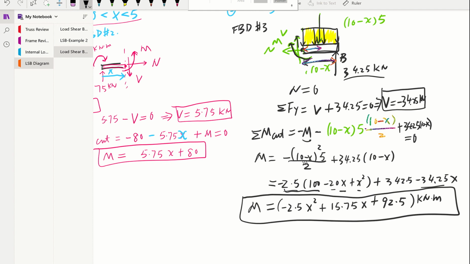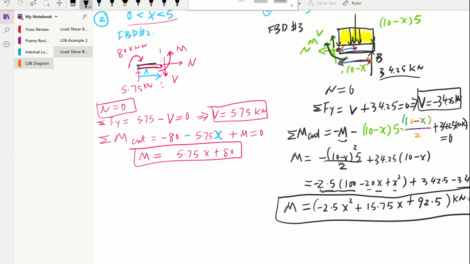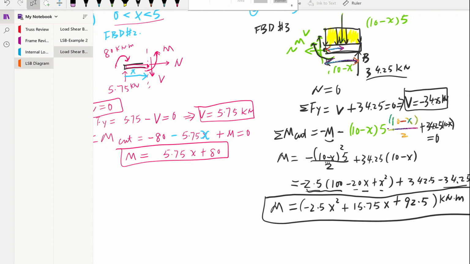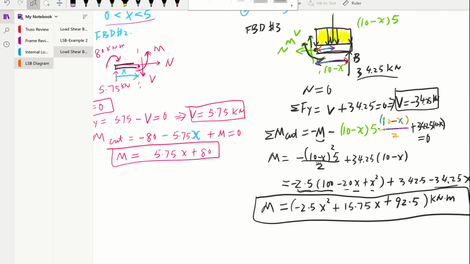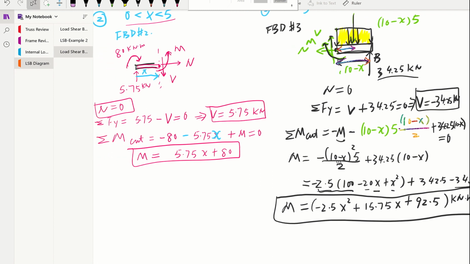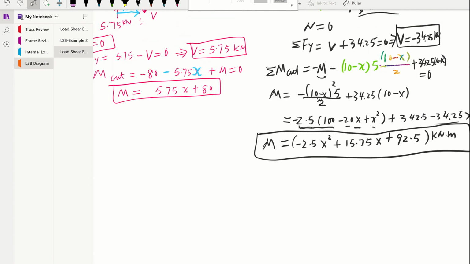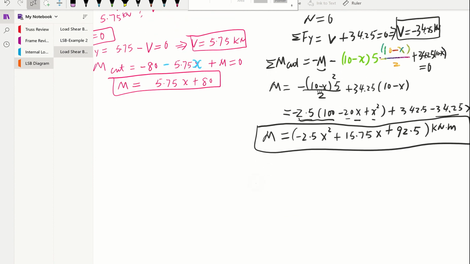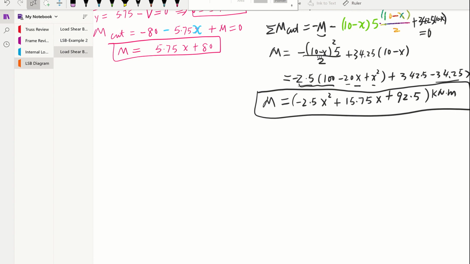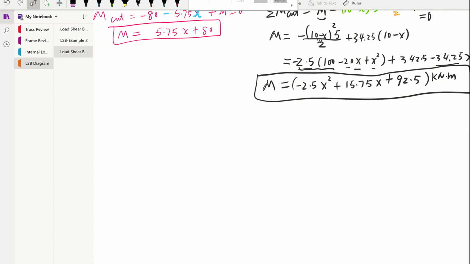Okay, so we have everything ready. Now we're going to put them into our load shear bending diagram, right? So load shear bending diagram. That's the last step to show this in a graphical way.